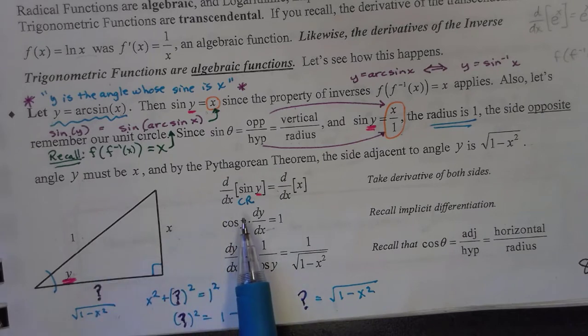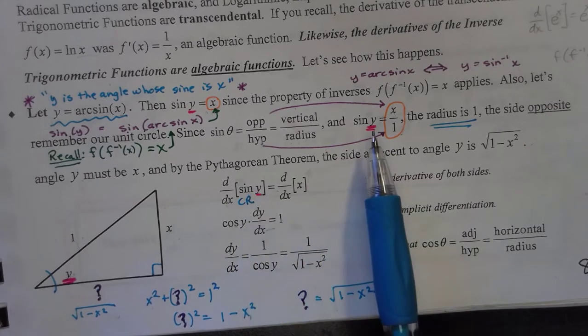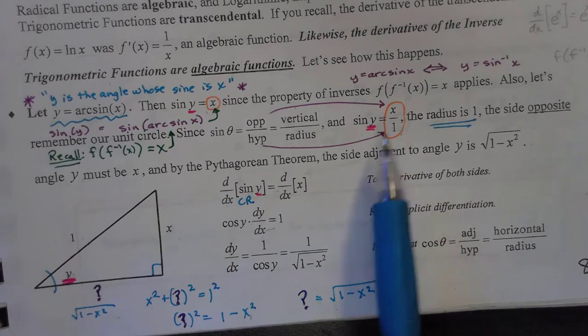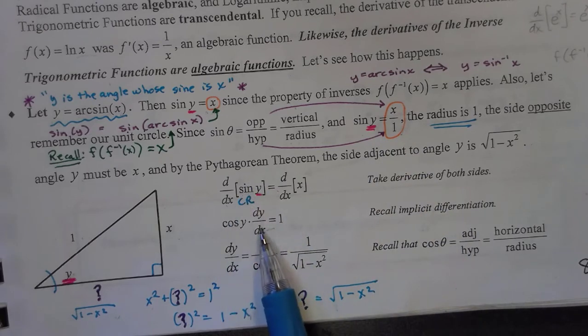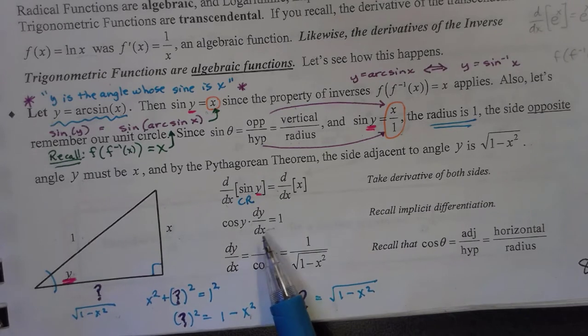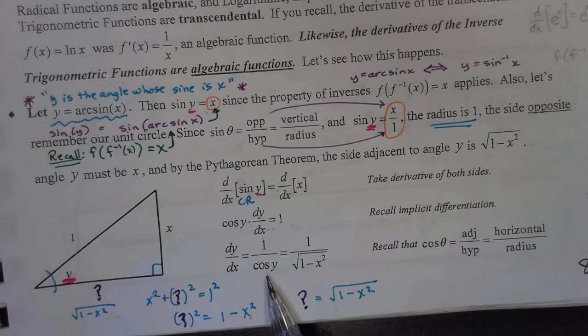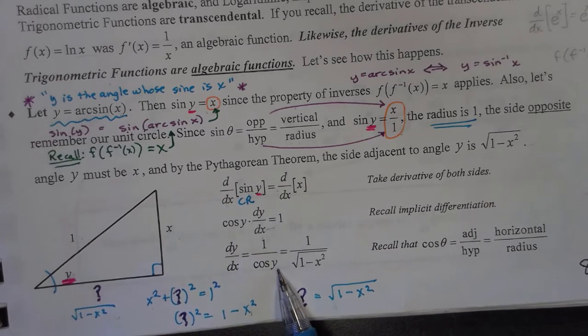Because if I want the derivative with respect to x of the sine of y, let's remember, that's going to require the chain rule. The derivative of sine is cosine of y times dy dx. And if I have the sine of y equal to x, the derivative of the sine of y gives me this, the derivative with respect to x gives me this, and I can solve for dy dx, which is 1 over the cosine of y, and my cosine of y was the square root of 1 minus x squared.